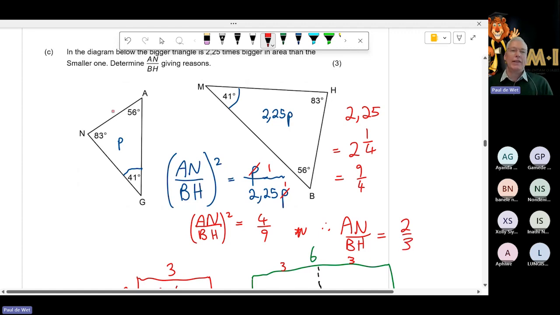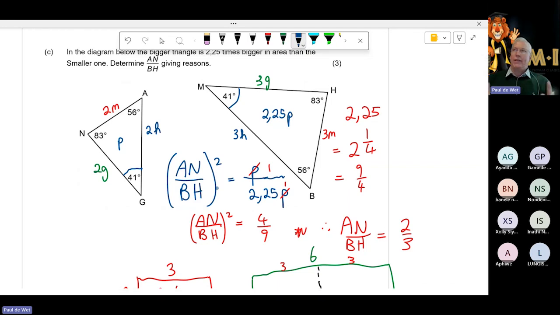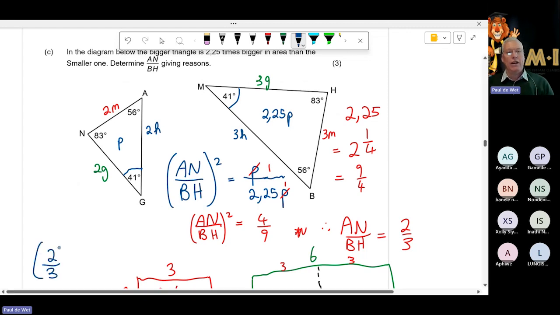So if this side here is 2m, this side over here is 3m. This side over here might be 2g. It's opposite the 56-degree angle. So 3g and 2g. And maybe 2h and 3h. Those triangles are similar. It doesn't matter how you divide the sides, you get the same ratios, 2 as to 3, but the areas are not 2 as to 3. The areas are 2 as to 3 squared.